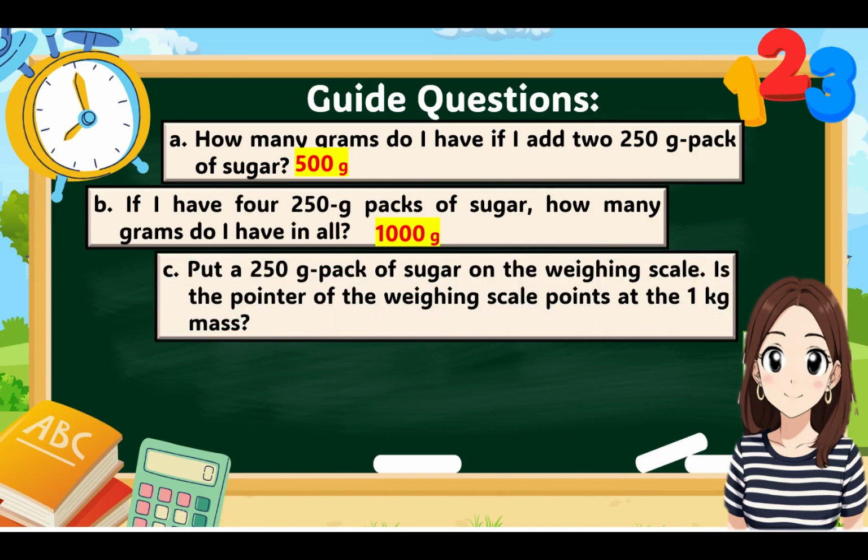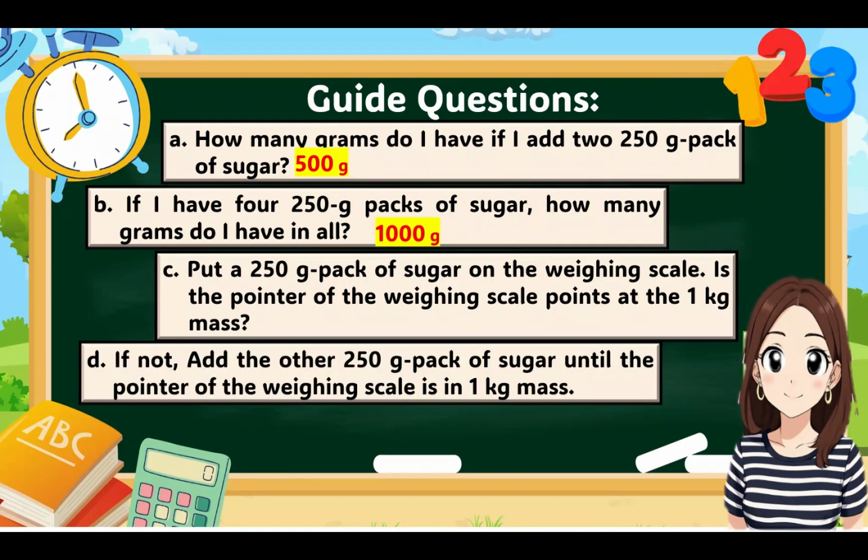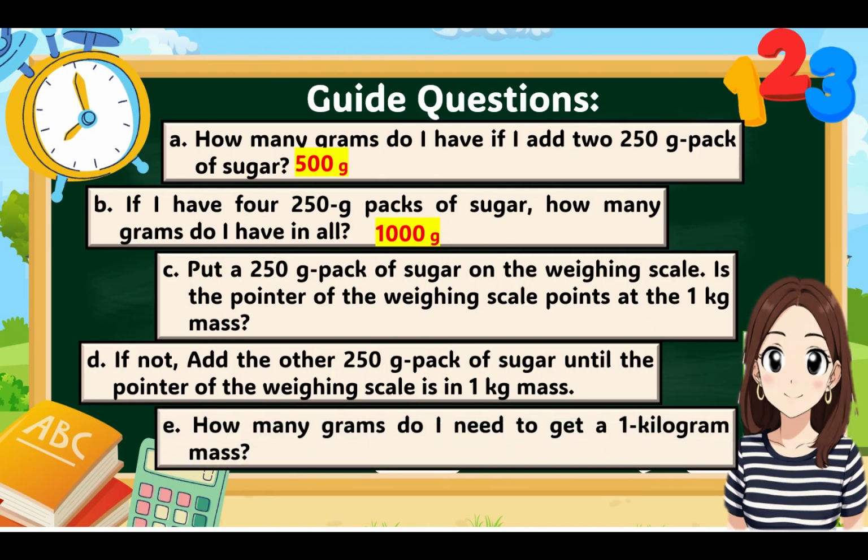Letter C, put a 250 grams pack of sugar on the weighing scale. Is the pointer of the weighing scale pointing at the 1 kilogram mass? Letter D, if not, add the other 250 grams packs of sugar until the pointer of the weighing scale is at 1 kilogram mass. Letter E, how many grams do I need to get a 1 kilogram mass? We will have four 250 grams packs of sugar, or that is equal to 1,000 grams that we need in order to get a 1 kilogram mass. So therefore 1,000 grams is equal to 1 kilogram mass.